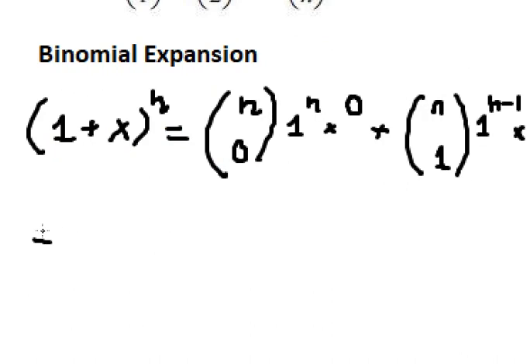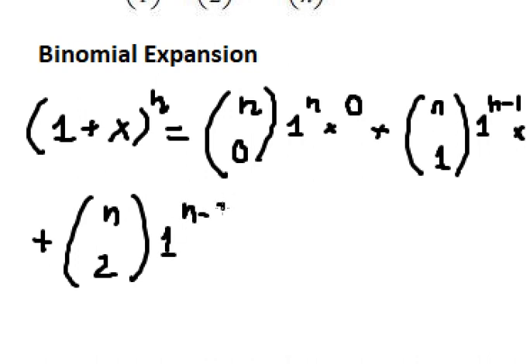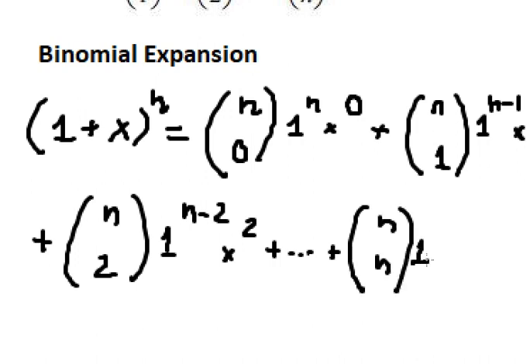Now we go to the next one, n choose 2, and we have 1 to the power of n minus 2, and s squared, and so on until we have n choose n, 1 to the power of 0 and s to the power of n. And this is the binomial expansion.